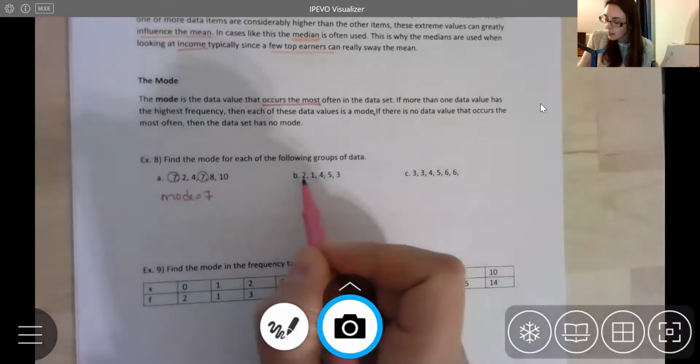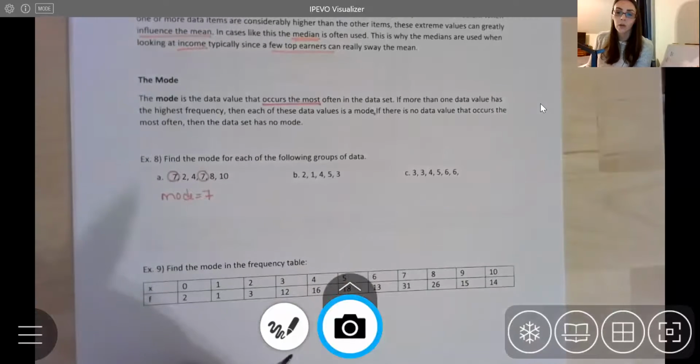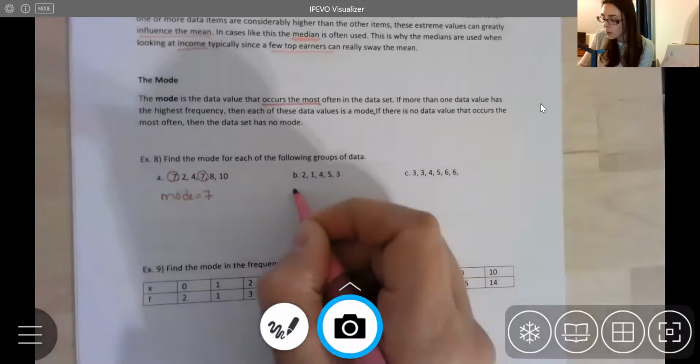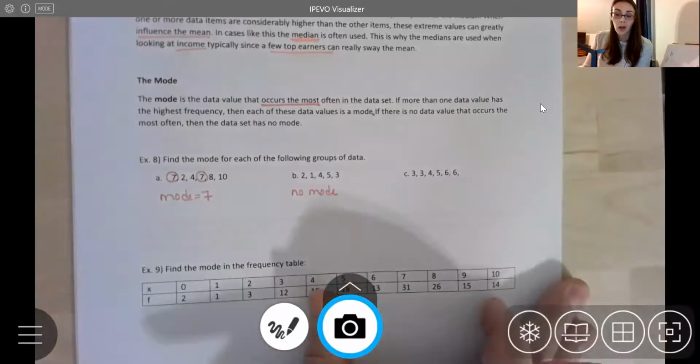In our second example, I have 2, 1, 4, 5, and 3. All of those values occur one time, all the same amount of times. So there is no mode here because there is no value that occurs the most. They all occur the same.